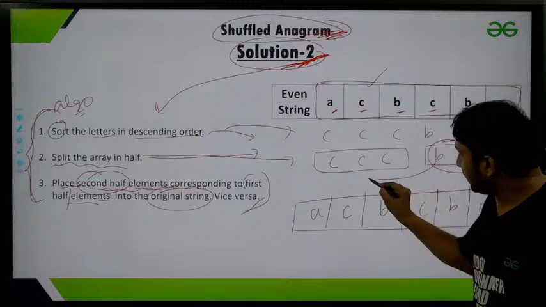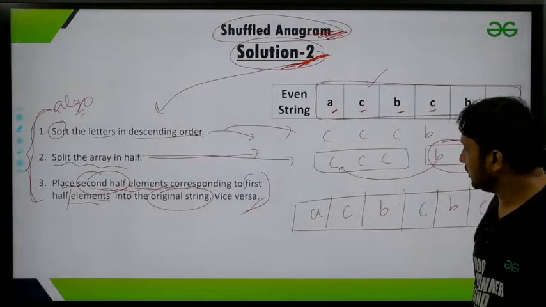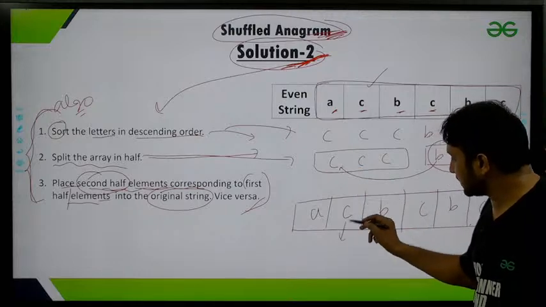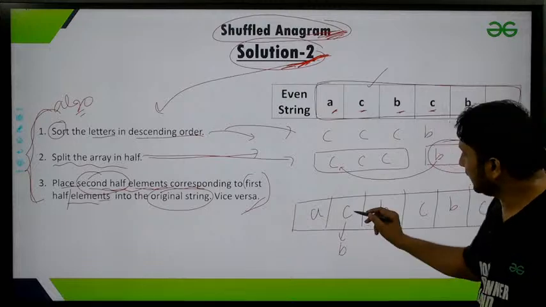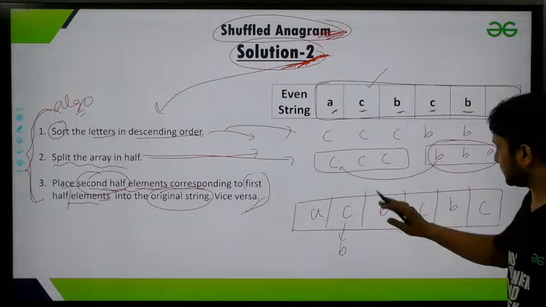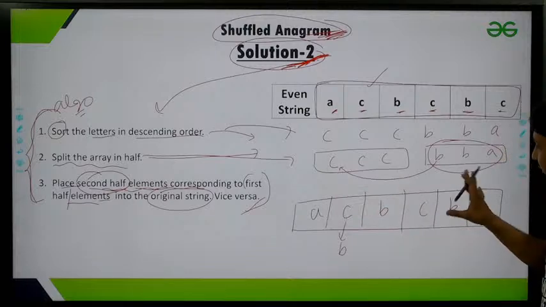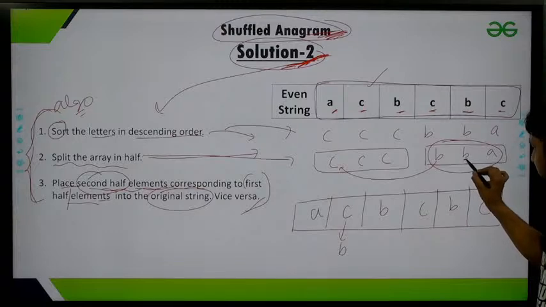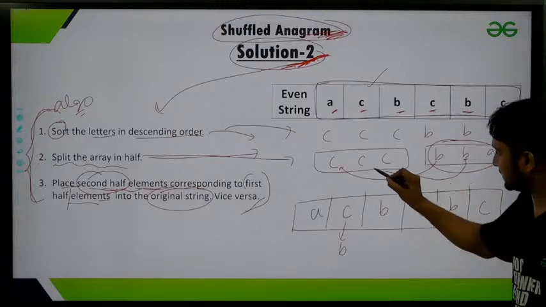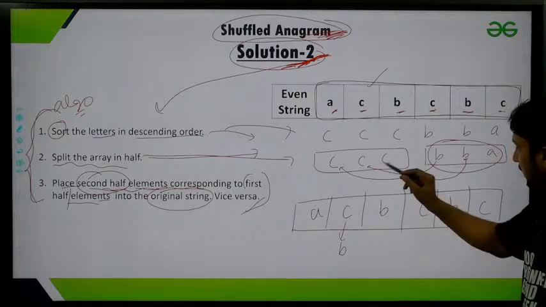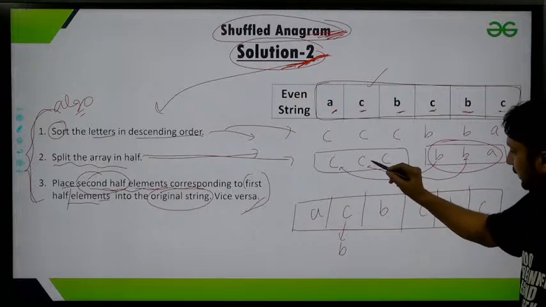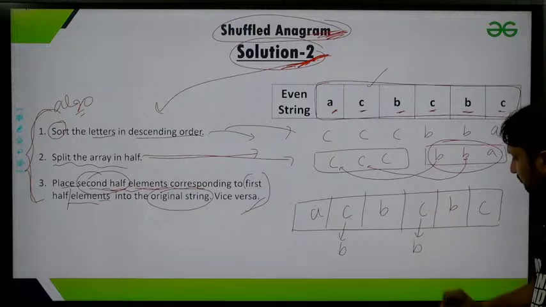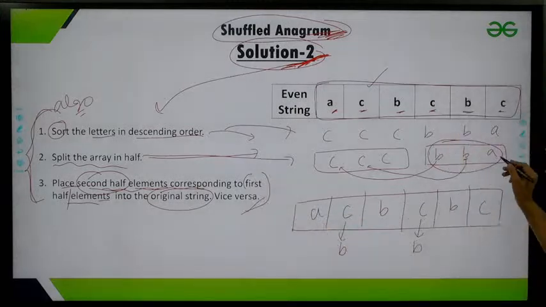I will place the B element corresponding to C in the original string. So I will place B in place of C. I will repeat this step again for every character. Now let me place this character. So B, the corresponding letter for B is this C. So I will place B in place of C in my original string. I will repeat this step again and again for every character.